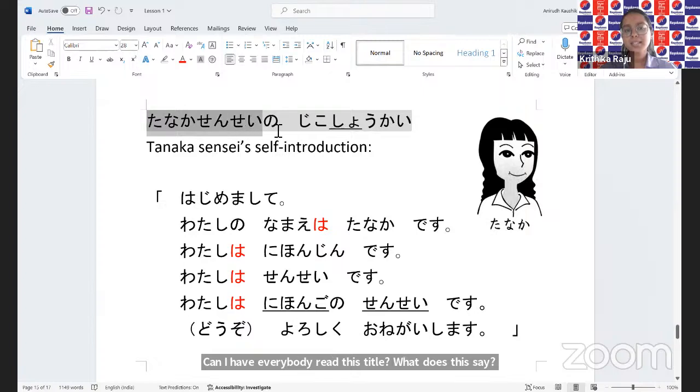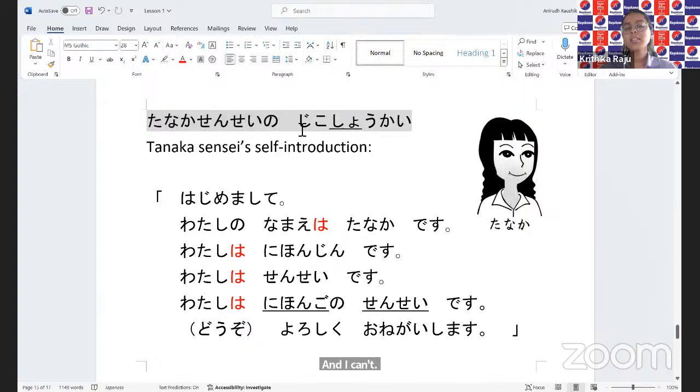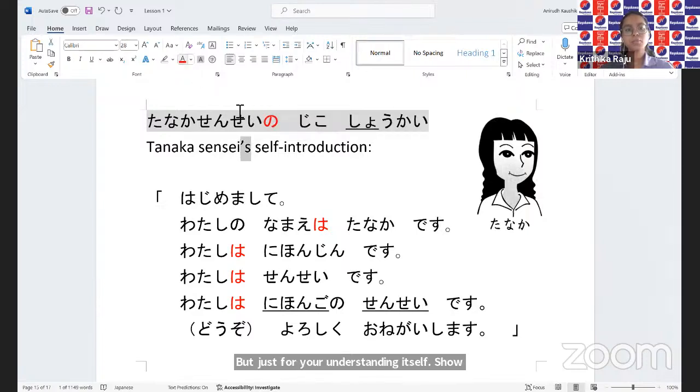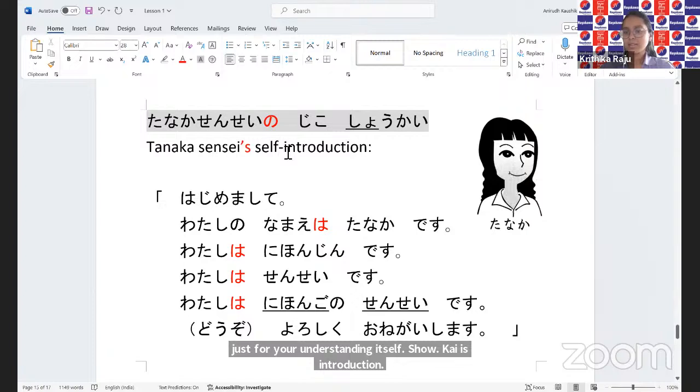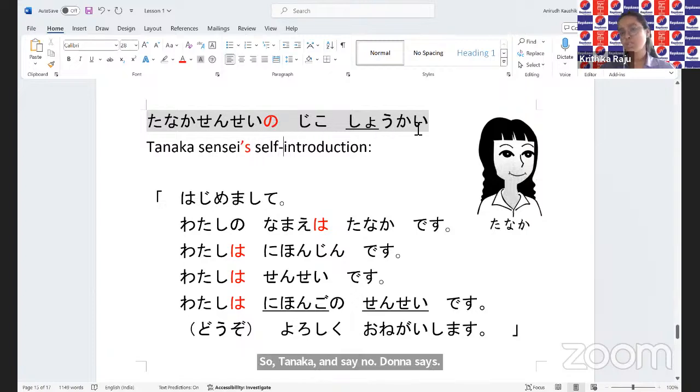Jiko shokai. Jiko means self, shokai is introduction. Let me give a space maybe. There is no space, but just for your understanding. So Tanaka sensei no, Tanaka sensei's apostrophe S. Okay, Tanaka sensei no jiko shokai.